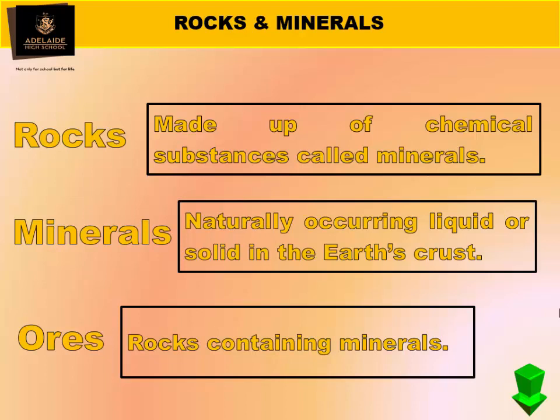This is what's happening here. Rocks, minerals, and also ore. All right? Rocks are actually made up of chemical substances called minerals. So whatever rocks that you see at the back over there, they are actually made of substances called minerals. Within the rocks itself, you have those beautiful sparkling and shining things. Those are your minerals. Your minerals here are naturally occurring liquid or solid in the Earth's crust. You can only find them in the Earth's crust because remember, why is it found on the Earth's crust and not in the mantle?